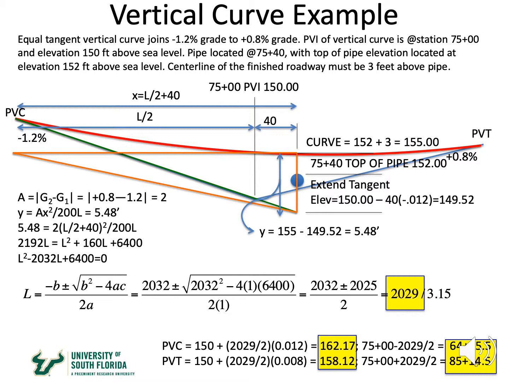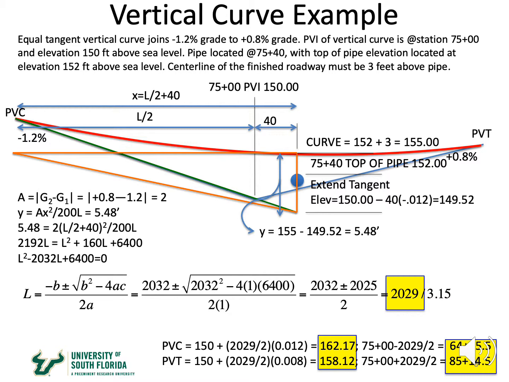You might remember the quadratic equation. We can solve for L, and we just simply plug in the values of A, B, and C. Negative b plus or minus the square root of b squared minus 4ac over 2a. So, of course, we get two solutions. One of them is 2029 and one of them is 3.15.